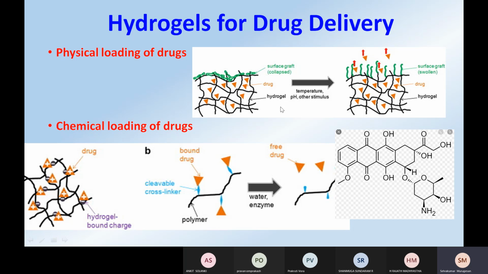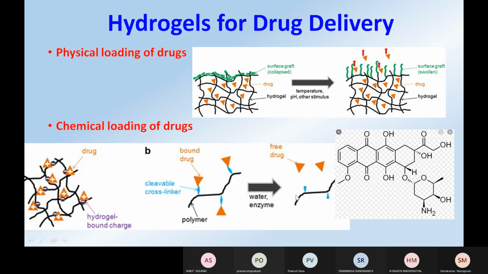Maybe you can change the pH or the temperature, or apply some other stimulating environment, like introducing electrical energy or a magnetic environment, etc. Once you do that, the physical bonding will be disturbed. As a result, the drugs will start to come out.